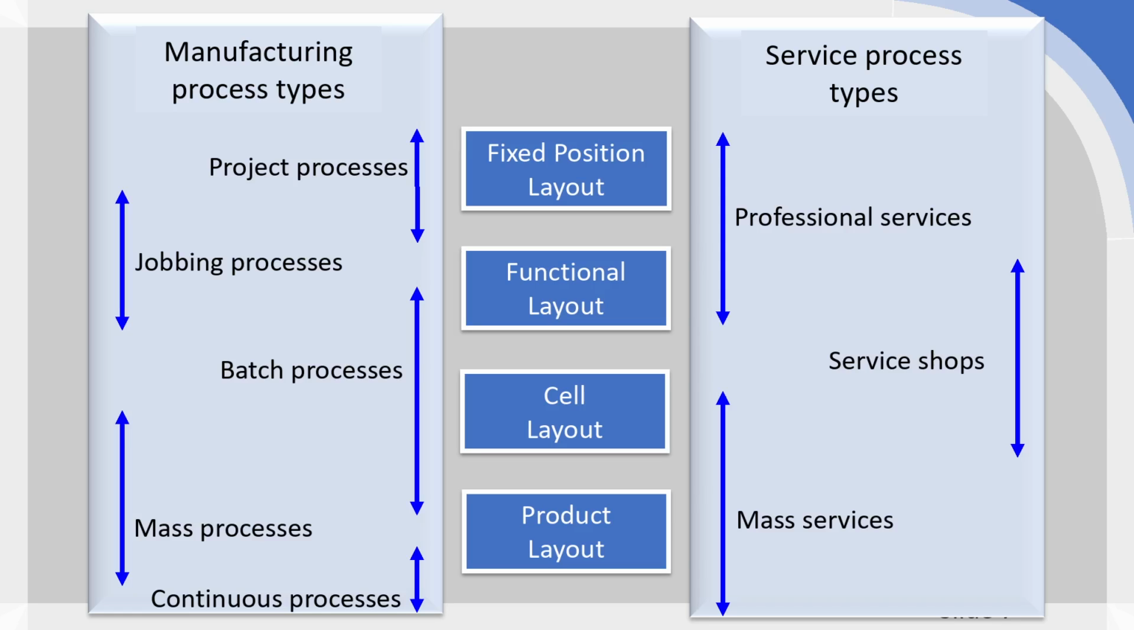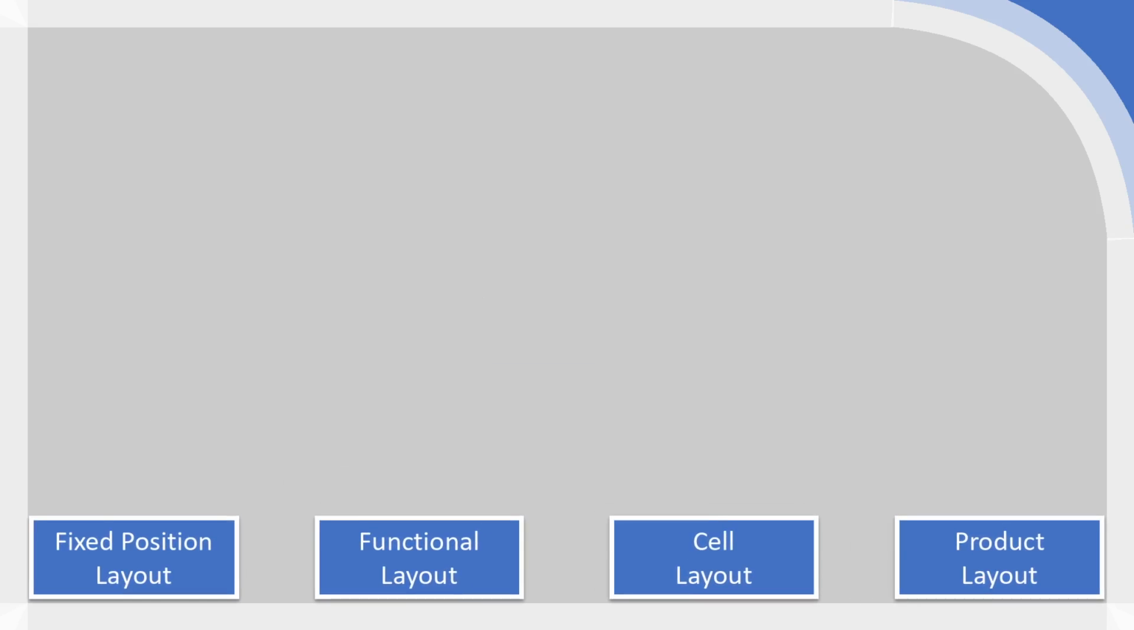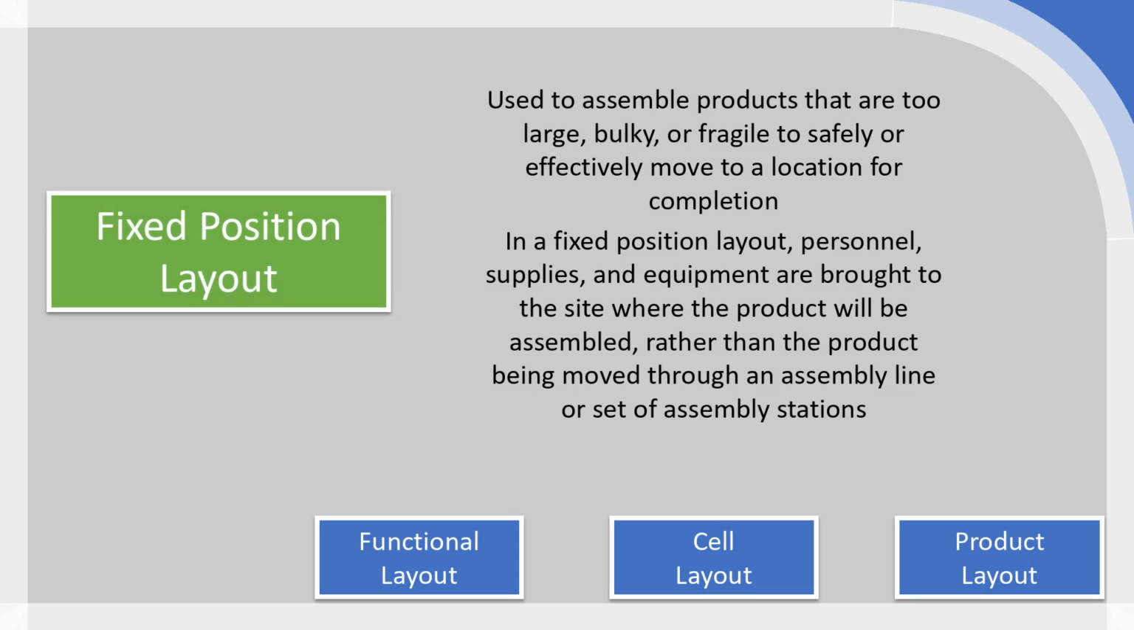So if we go through each of these 4 layouts one by one, we'll get a better understanding of exactly what the strengths and weaknesses of each of these layouts are, and where they would be appropriate to use. So if we start with our first, fixed position layouts, this is strongly associated with project processes when it comes to process design, and that's because they're particularly useful when we're considering the type of manufacturing process where we can't really move our finished good around.